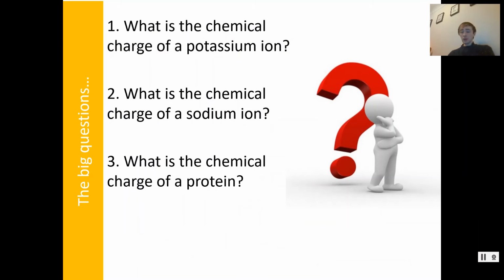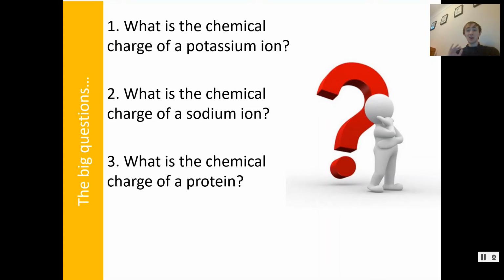So, in order to understand this next bit, we have to know the answer to these three questions. The first two I'd expect you to know off by heart. The third one is more confusing to you if you're not a chemist. I will talk to you about that. What do you know already? So, what is the chemical charge of a potassium ion? Hopefully you're thinking in your head immediately, K+, positive, just one positive charge.